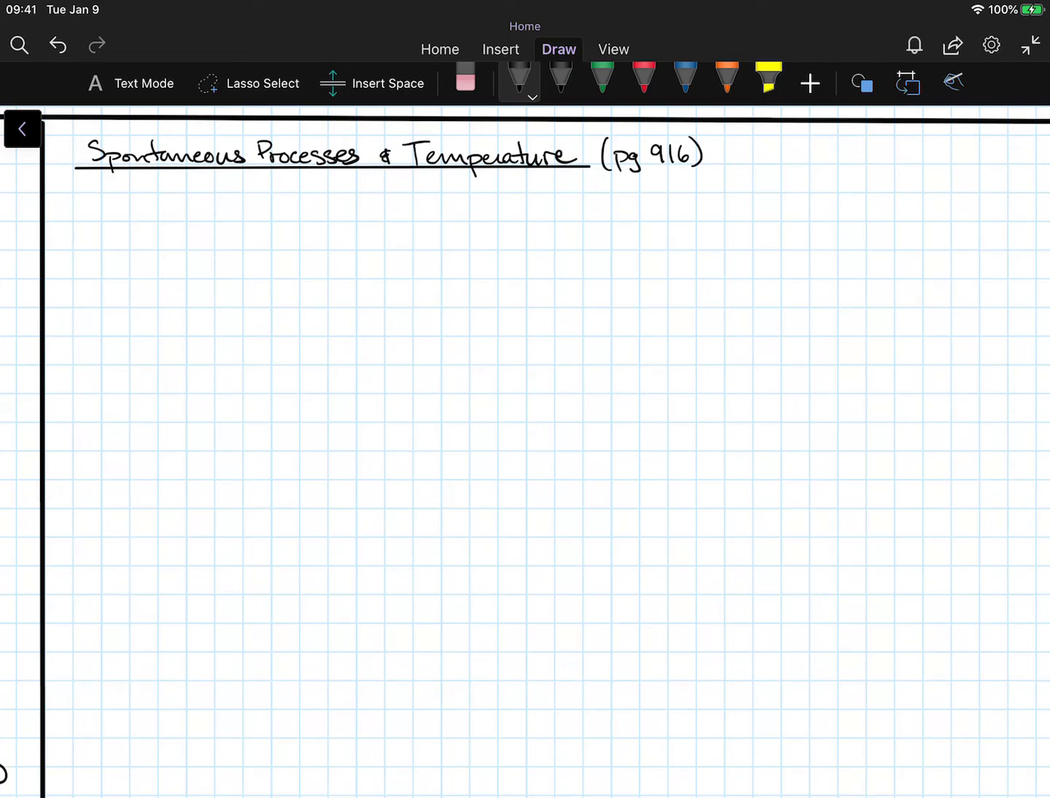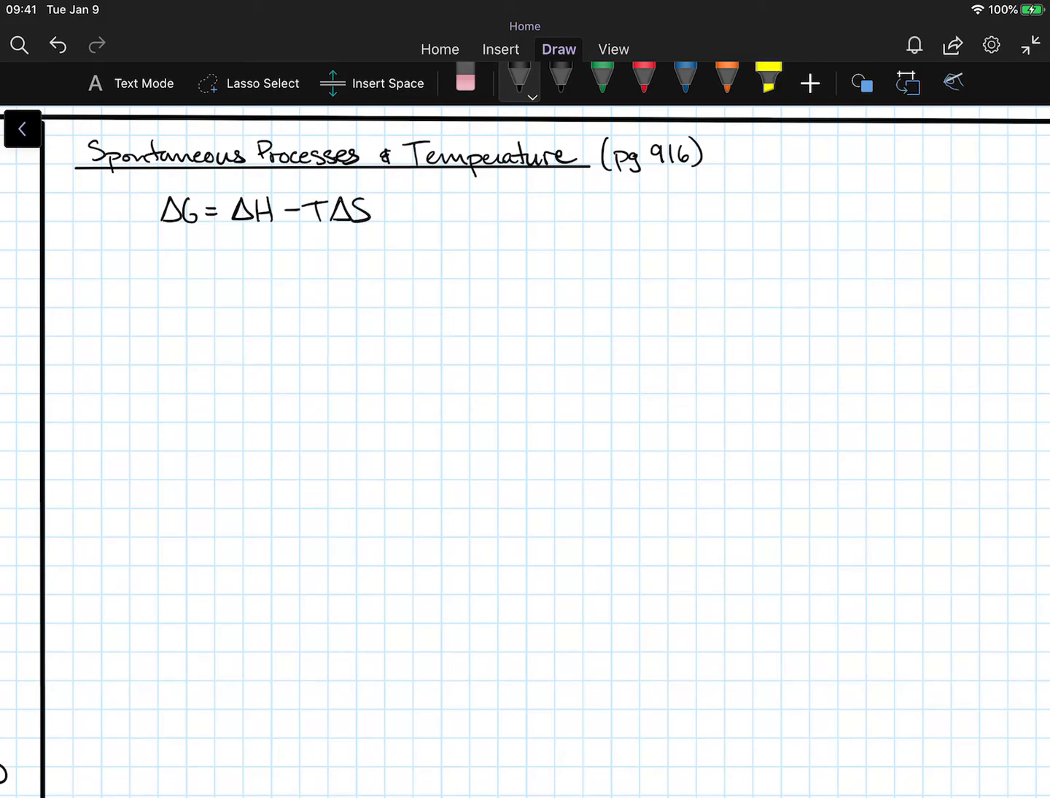So in this video, we're going to look at spontaneous processes versus temperature. This is page 916 in your textbook. And this is going to pull together all of the stuff we've been talking about up to this point, our Gibbs energy calculation. So delta G is equal to delta H minus T delta S.